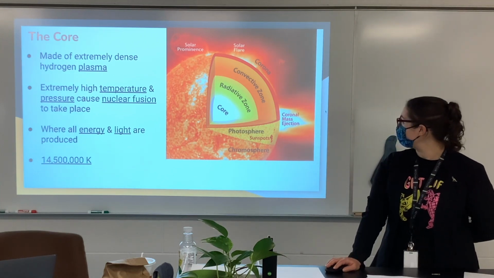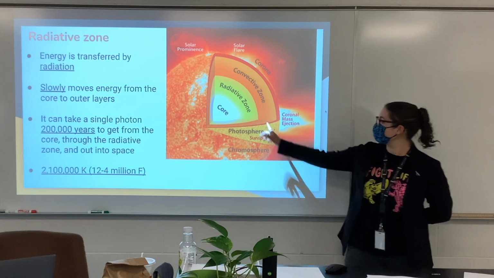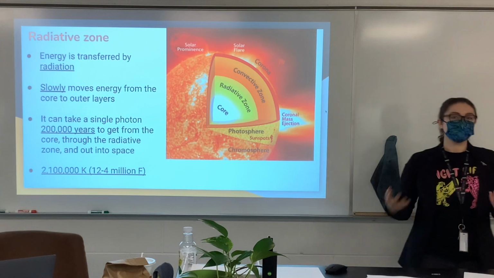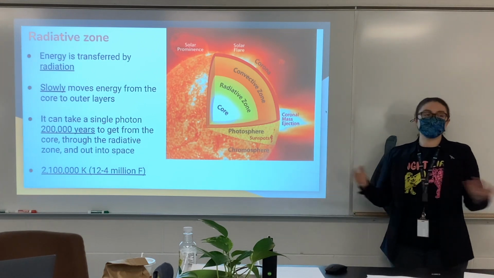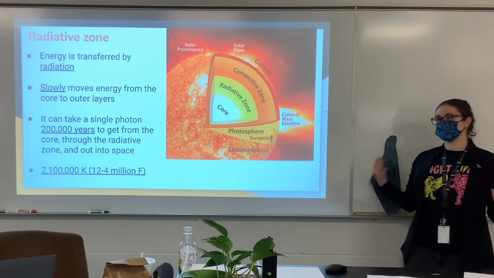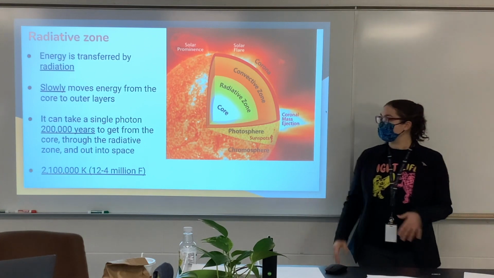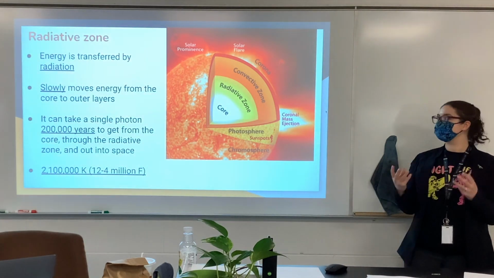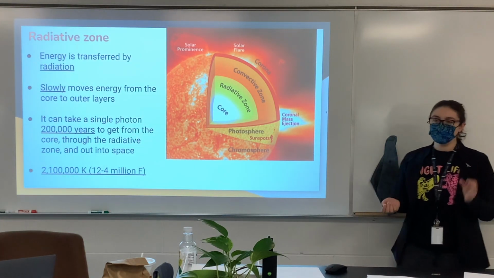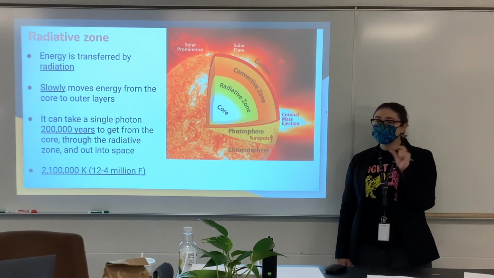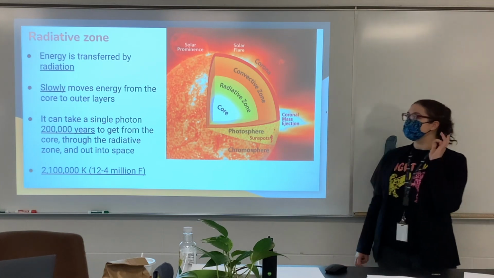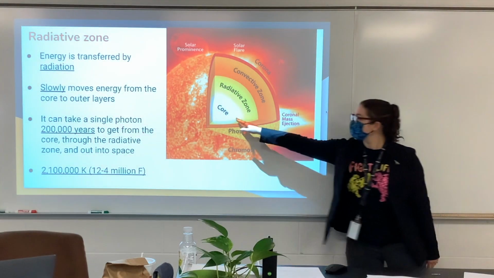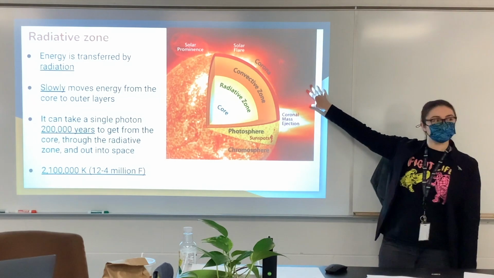So as we start to move out from the core, the next layer is what's called the radiative zone. And it's called that because in this layer, energy is transferred by radiation. So essentially by electromagnetic waves. And energy tends to move very, very slowly through this layer. Again, partially because of the density. In fact, a single photon, so a single particle of light, can take 200,000 years to move from the core through the radiative zone and out into space where you can actually see it.